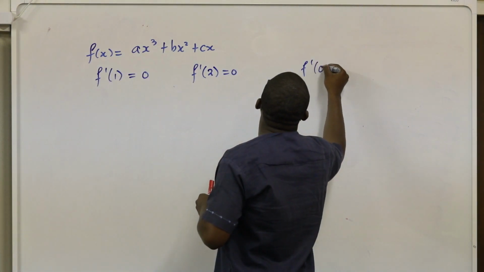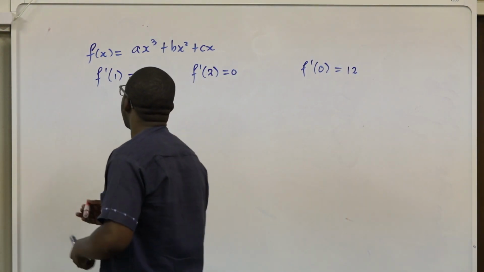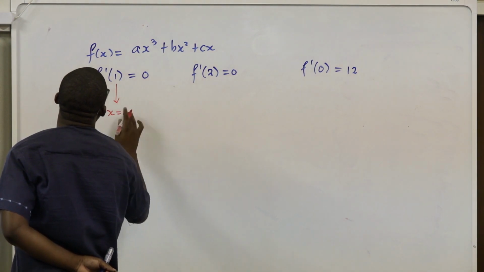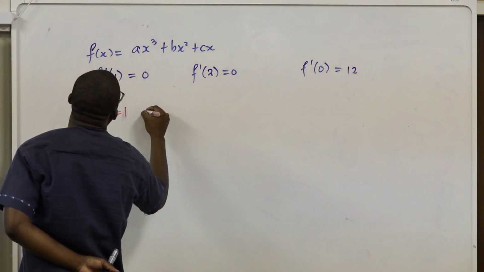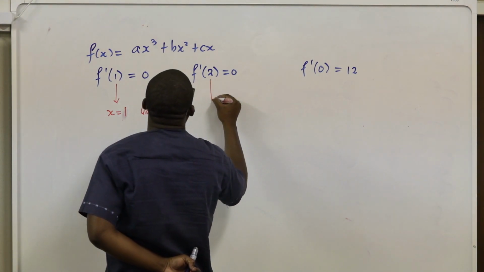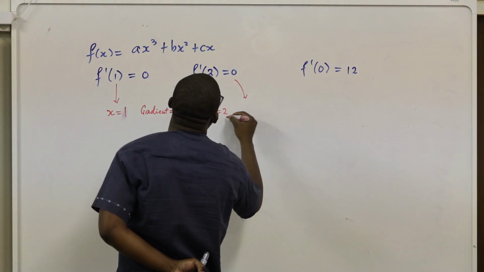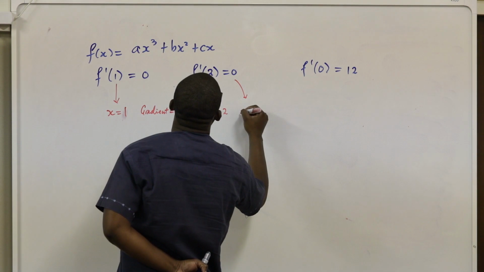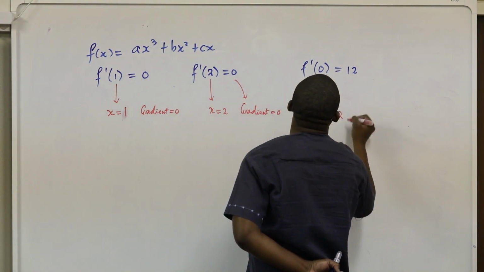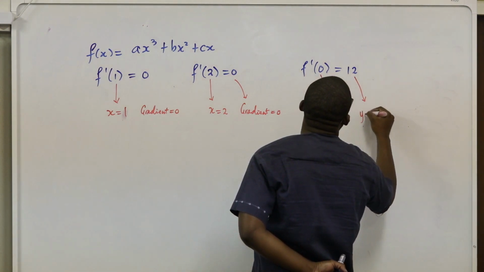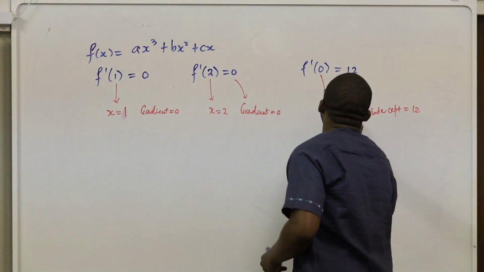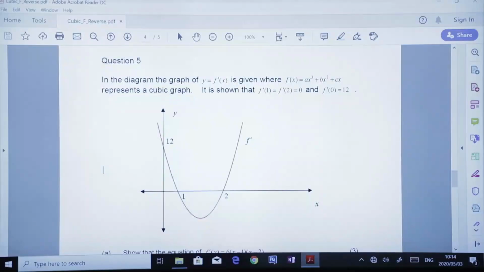Then f prime of 0 is equal to 12. In our analysis, this simply means that the gradient at x is equal to 1 is 0. Then at x is equal to 2, the gradient is equal to 0. Then when x is equal to 0, the y-intercept is equal to 12. X is equal to 0, the corresponding y-intercept is equal to 12, and we can see that.